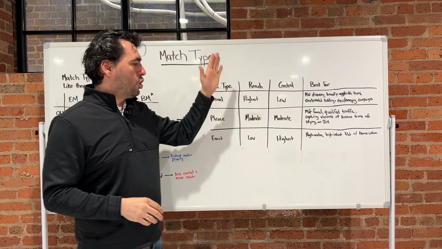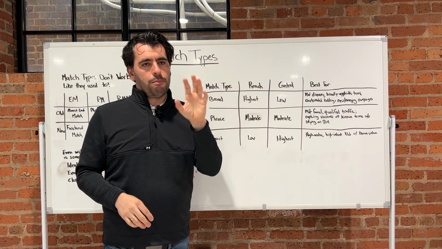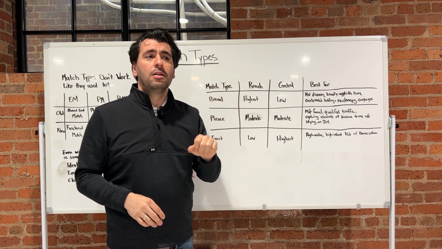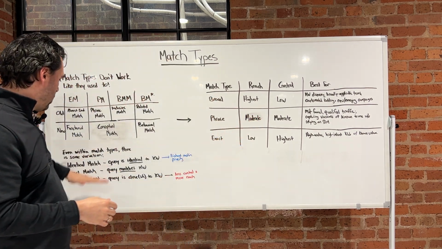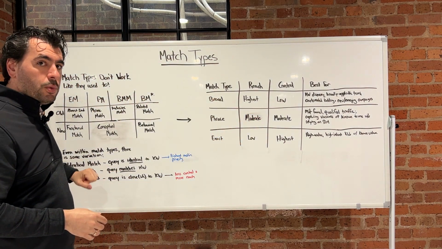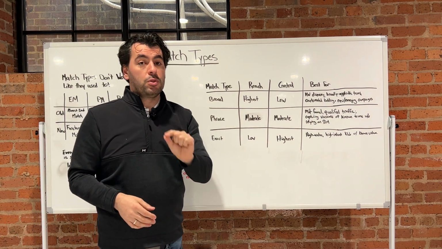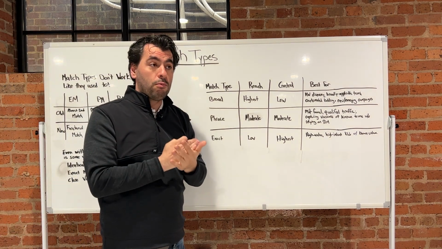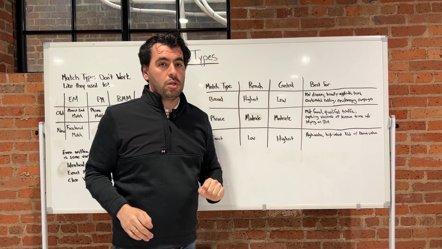Final one, exact. So you have low reach, right? It is going to match mostly, kind of, functionally exactly. It's going to have some broadness to it because of how match types work with the variant situation, but it will have the lowest. It gives you the most control. So you can really narrow in on those high value keywords, which is exactly where you should use it.